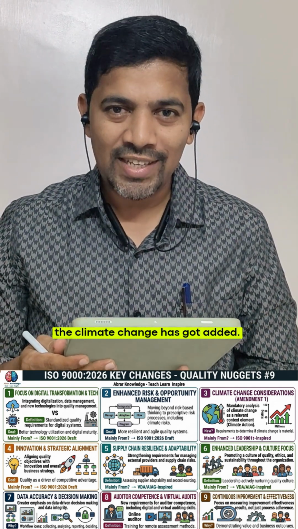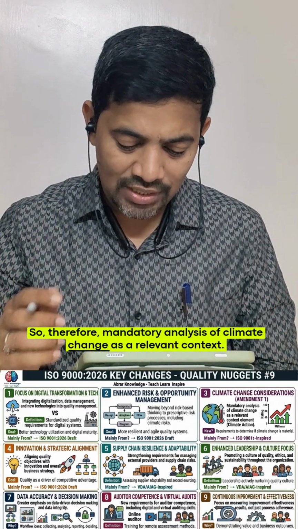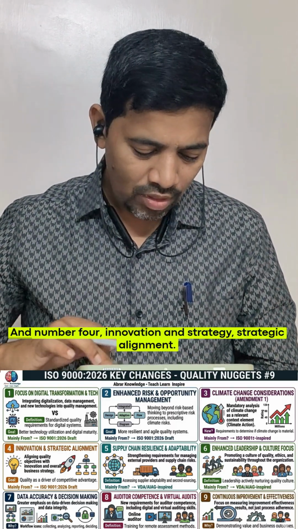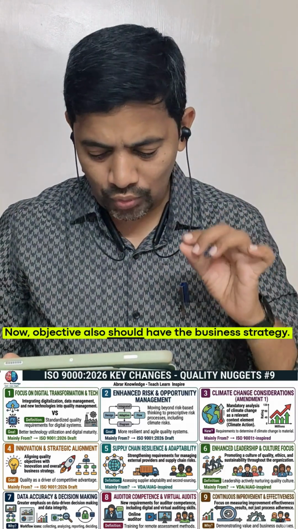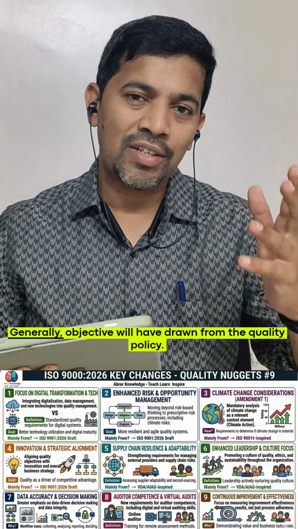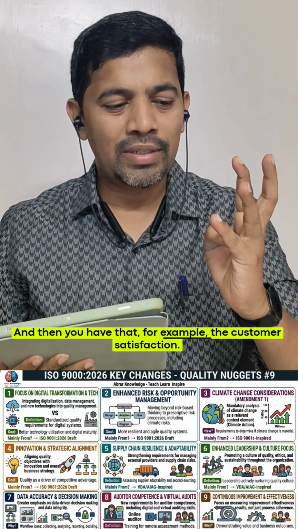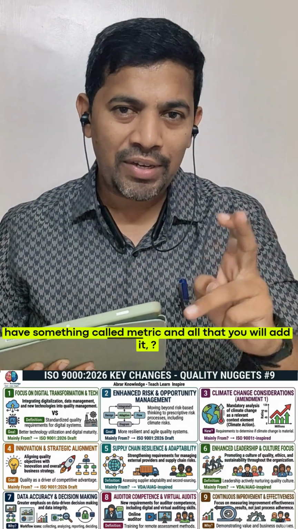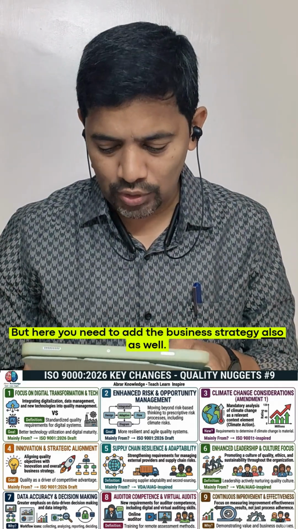And as you know, in ISO 9001:2026, climate change has been added. So there is a mandatory analysis of climate change as a relevant context element. And number 4, innovation and strategic alignment. Now objectives should also reflect the business strategy. Generally, objectives are drawn from the quality policy, for example customer satisfaction, then you add metrics and how to do it. But here you need to add the business strategy as well.